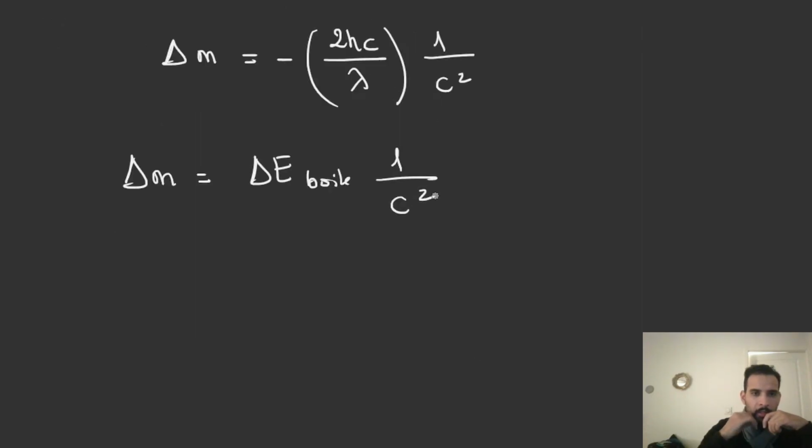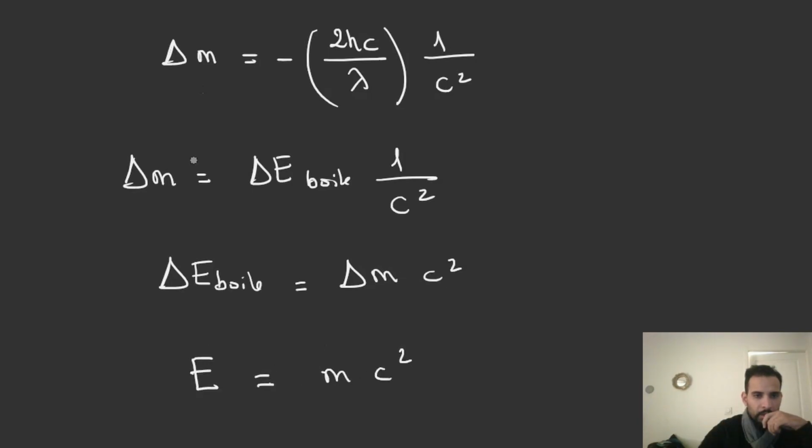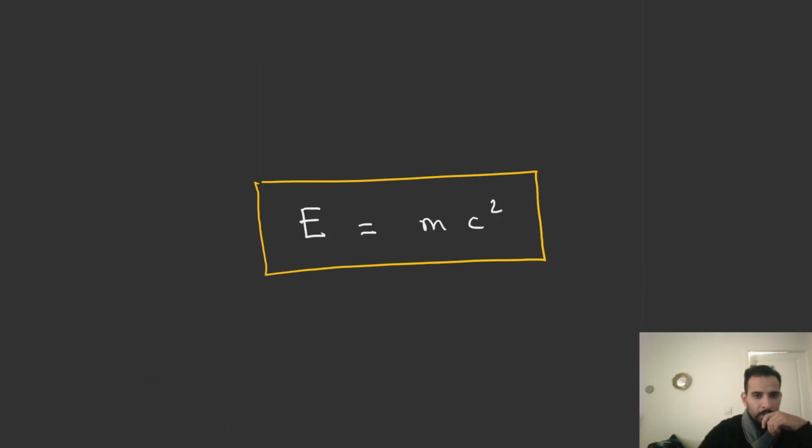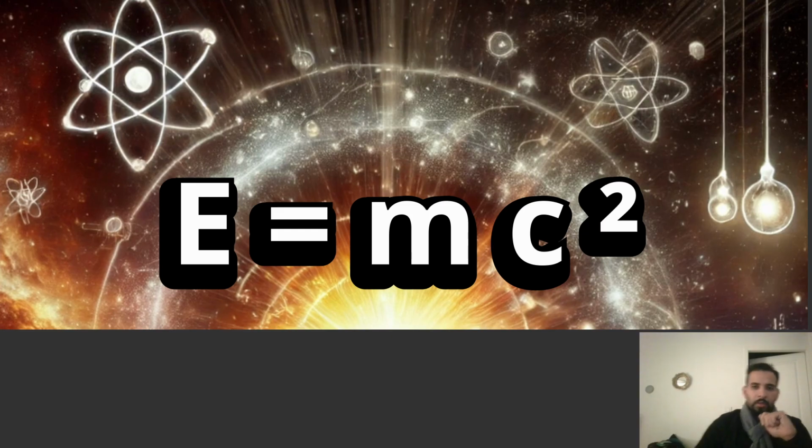Now we will write that 2hc/λ is the variation of the energy of the box that we calculated previously, divided by the speed of light squared. And so the variation of the energy of the box is Δmc². And we finally find that energy is equal to mass times the speed of light squared. And there you have it. We have just demonstrated the famous equation E = mc², one of the greatest scientific revelations of all time.